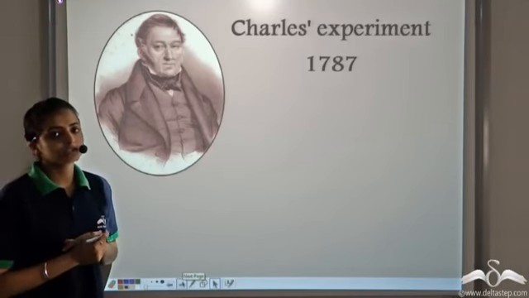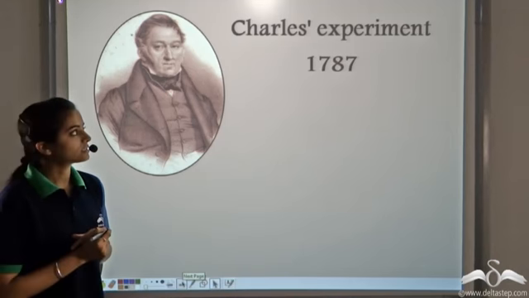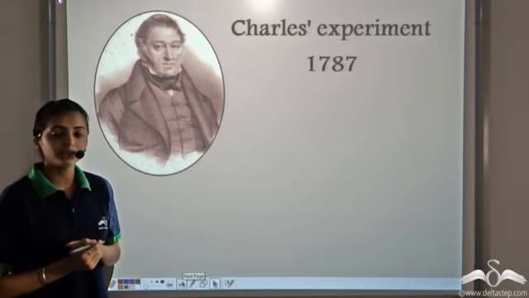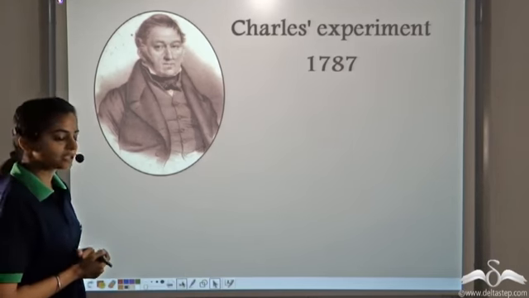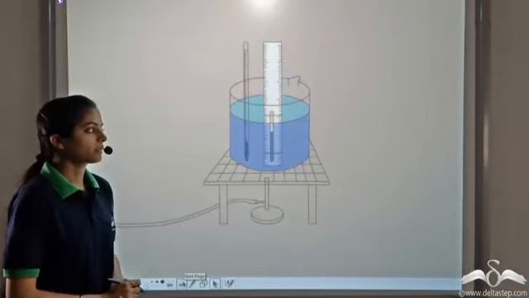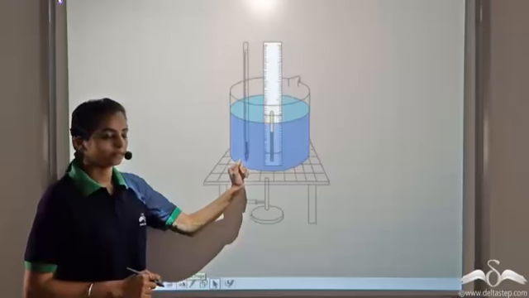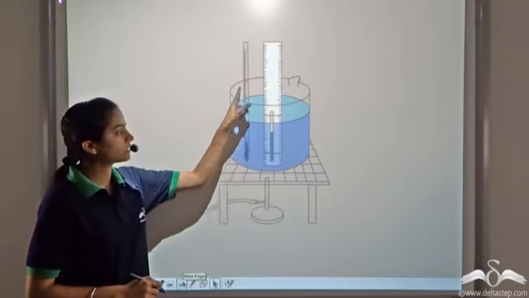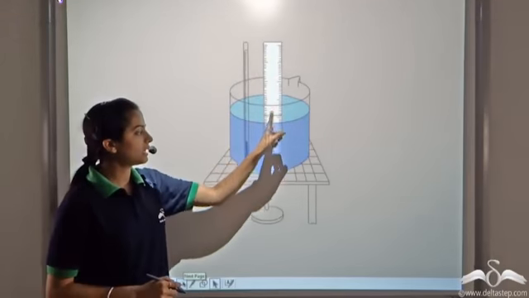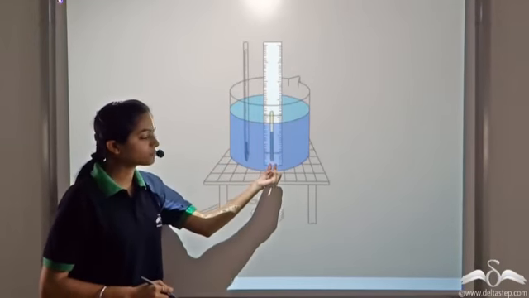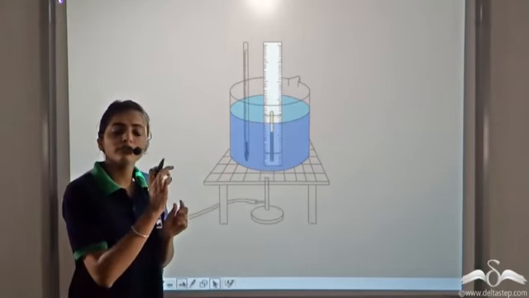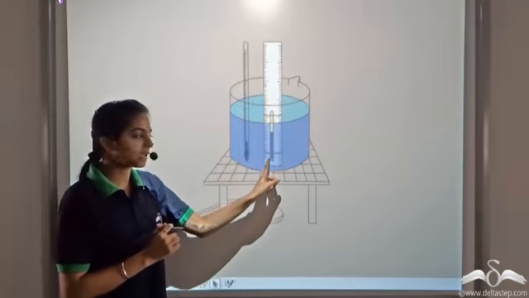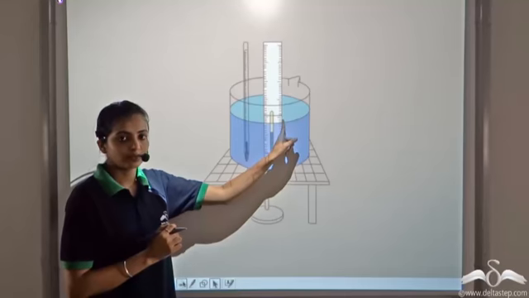Something like this was used by a scientist named Charles. He performed an experiment known as Charles' experiment in 1787. Let's see what he performed. He took this apparatus. This has a beaker which has water inside this. There's a thermometer. There's a scale and a capillary. A capillary is a very small fine tube. So a capillary is attached to this scale using rubber bands.